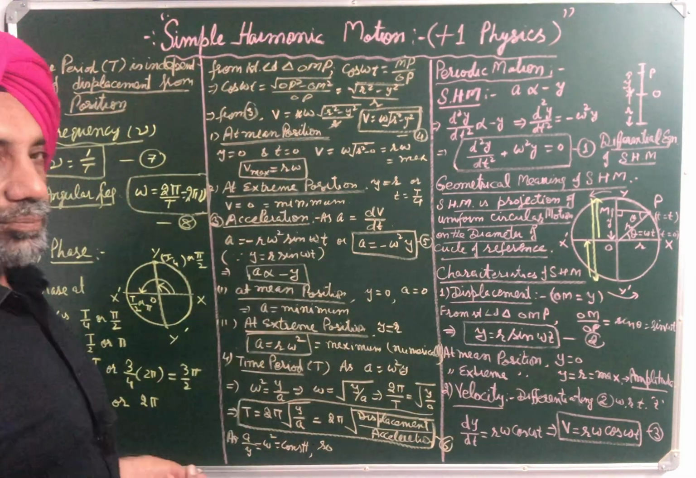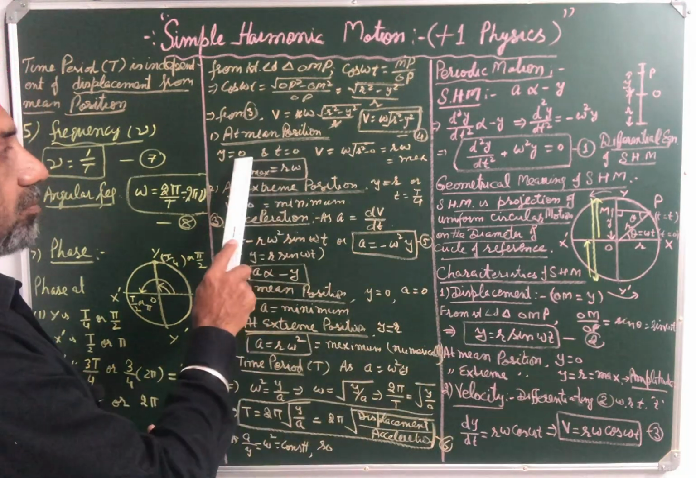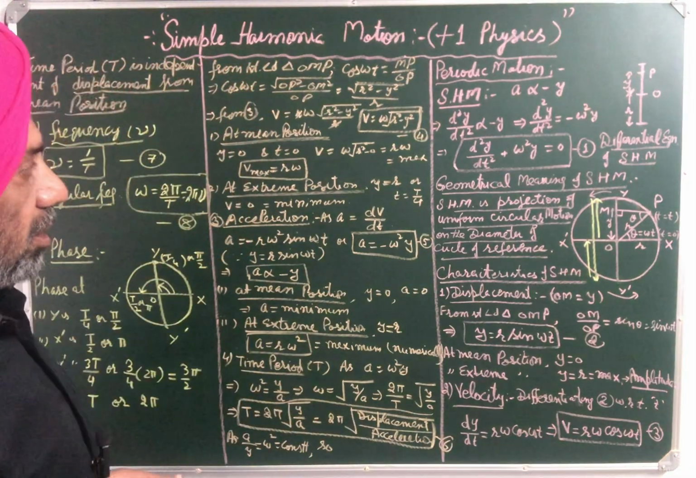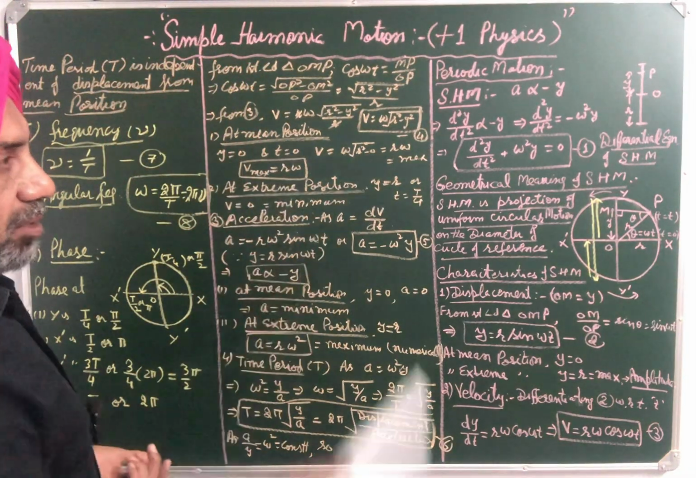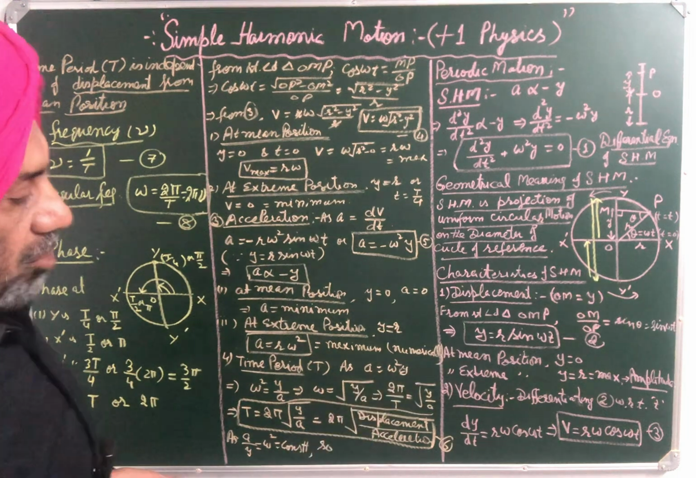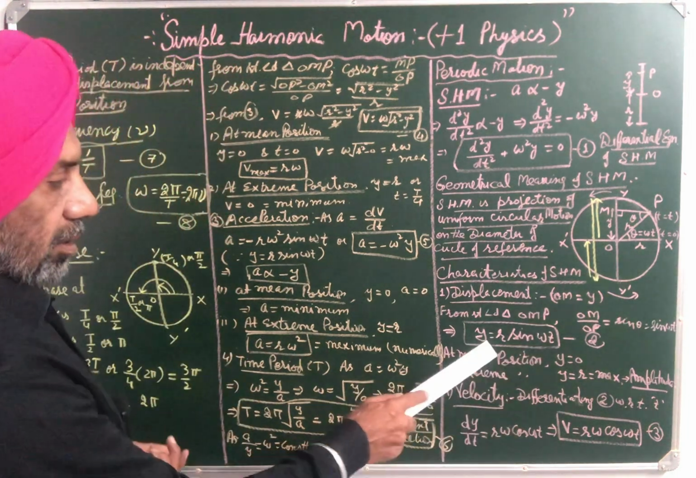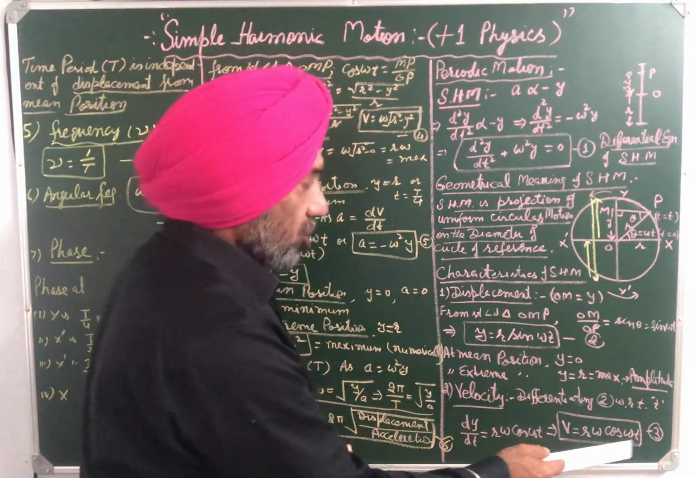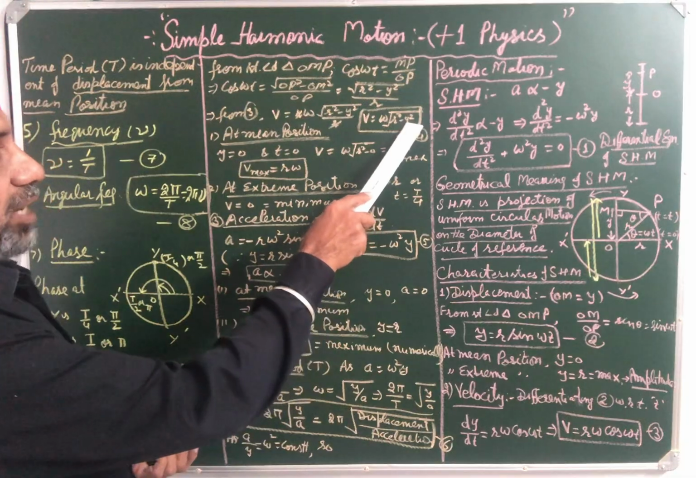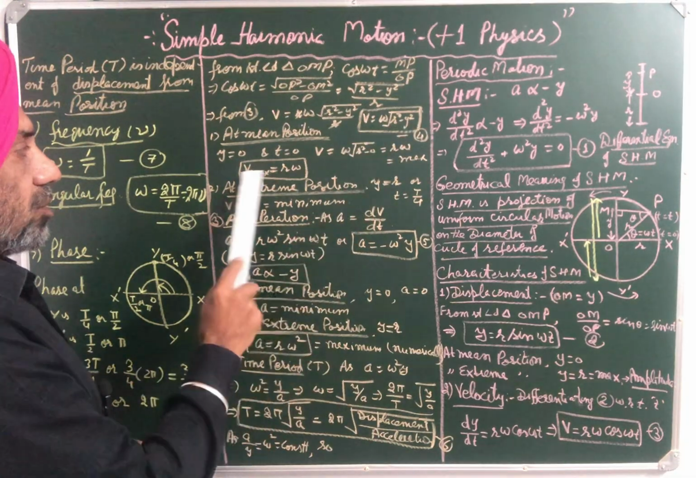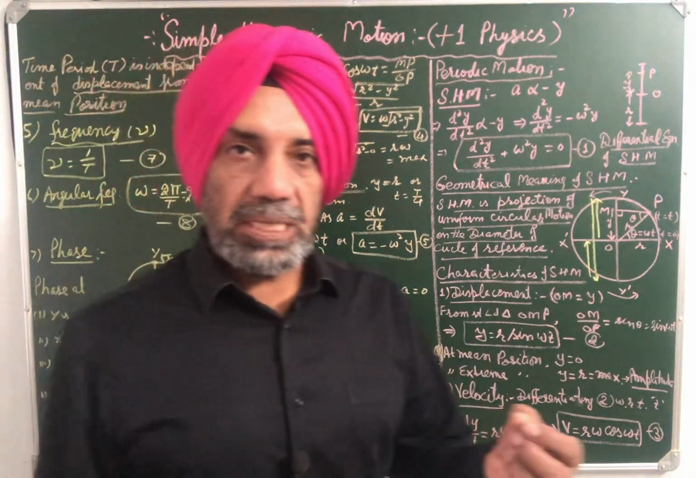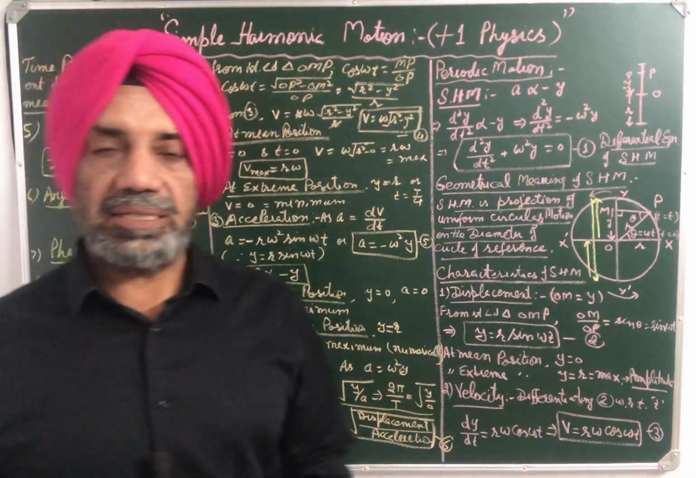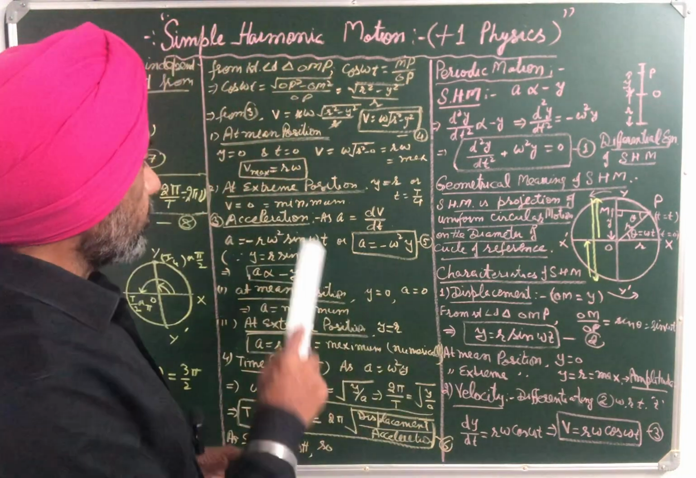Now at mean position, we know that y is equal to 0 or t is equal to 0. So sin 0 is 0, y is equal to 0, so v is equal to r omega. From this, cos omega t, cos 0 is 1, or from this, put y is equal to 0, so it will be r omega. So at mean position, displacement of the particle executing S.H.M. is 0, but velocity of the particle executing S.H.M. is maximum, r omega.